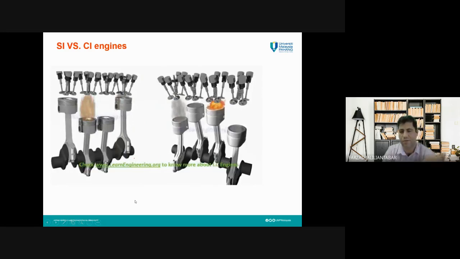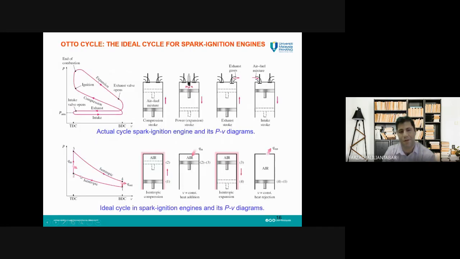Okay, in this video, you have seen what the main differences actually are between the CI and SI engines, and also some other important information which I will discuss later: how the compression ratio is effective, the thermal efficiency of the engines, and also how the fuel type or engine type is effective on the auto ignition inside the cylinder. I will discuss that. First, let me just discuss the cycle which we have in the engine.